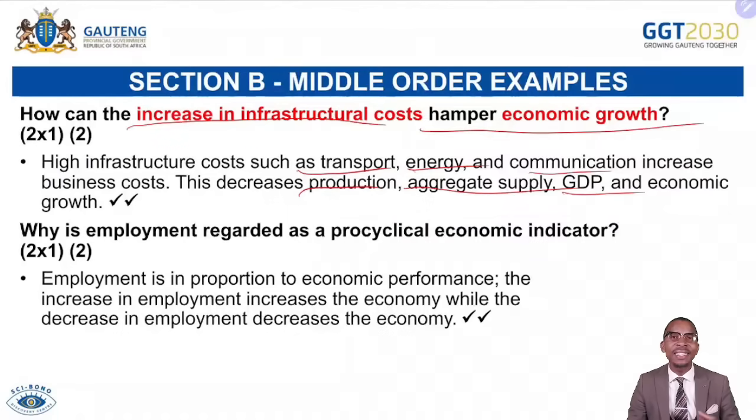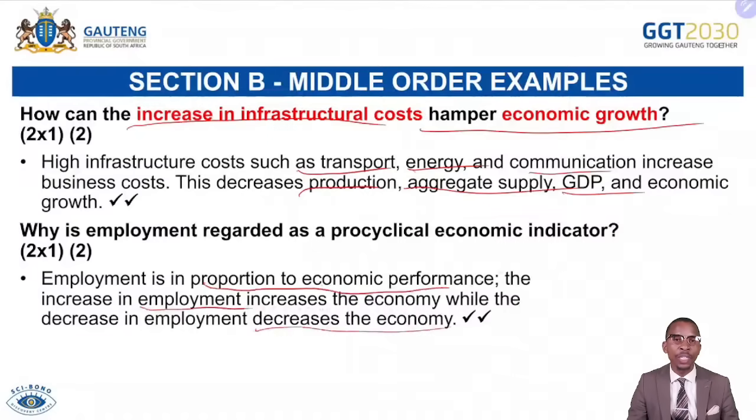If we talk about the counter-cyclic indicators, we refer to those indicators that are not in proportion to economic performance. As that indicator increases, economic activities will be decreasing. Employment is in proportion to economic performance. The increase in employment increases economy, while the decrease in employment decreases the economy. So also the money supply is pro-cyclic because as money supply increases, economic activity also increases. But what about inflation? Inflation is a counter-cyclic economic indicator because if inflation increases, economic activities decrease.